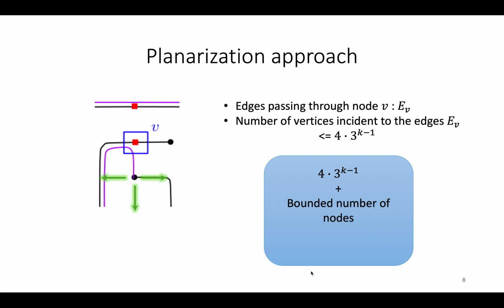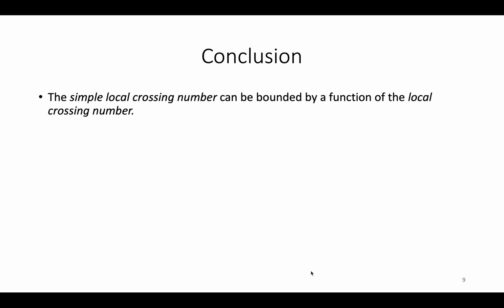Now, since the number of edges passing through this node is bounded, and we also know that the number of nodes on an edge is bounded, we can bound the total number of crossings. To conclude, the simple local crossing number can be bounded by a function of the local crossing number. More specifically, this is the function we obtained. As you can observe, this function is exponential in k.